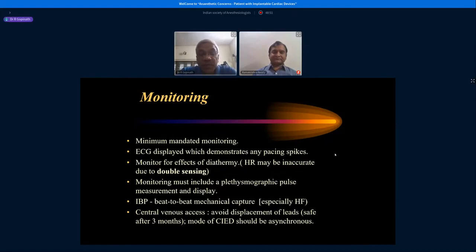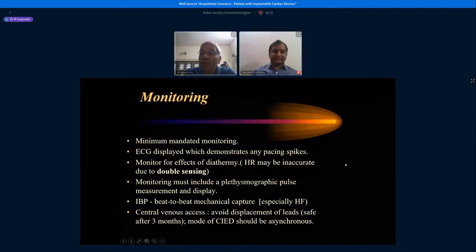because within 3 months of placement of leads, it has not yet taken, it has not yet rooted, or it has not yet been firmly fixed to the myocardial surface or the endocardial surface. So if you put a central line, it could displace the leads. And the mode of the implantable device should always be changed to asynchronous whenever you are placing a central venous catheter, especially from the internal or the external jugular or the subclavian routes.